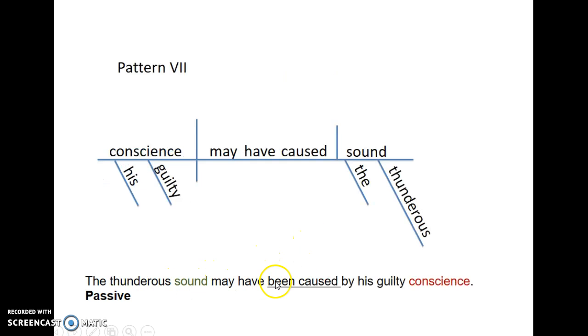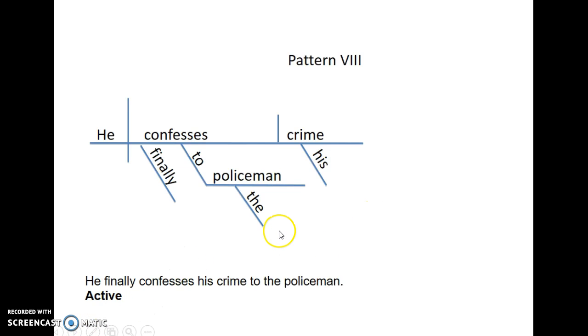The thunder sound may have been caused by his guilty conscience. Passive construction. It's his conscience that is causing. We're going to keep the may have because those are helping verbs. And so we have conscience as subject, may have caused is our verb. Caused what? The sound is the direct object, and then the modifiers go below. Pattern 7.